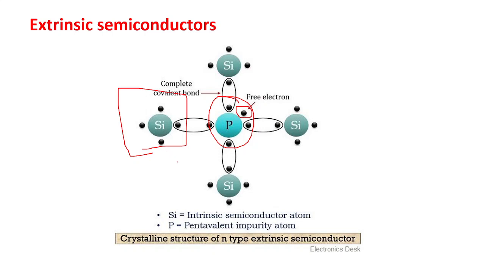Now, what is valency? Valency is simply the number of external electrons available to make a bond with another atom. So here the valency is 5 for the phosphorus, and one is a free electron. This free electron gives the property to manufacture an n-type material.